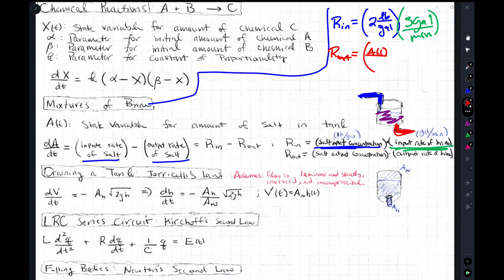Now, the volume in general could change, right? If the amount of brine flowing in is greater than the amount flowing out, then we're going to get an increasing volume. But we could make an assumption and say that this has, say, a volume of 10 gallons. That's constant.